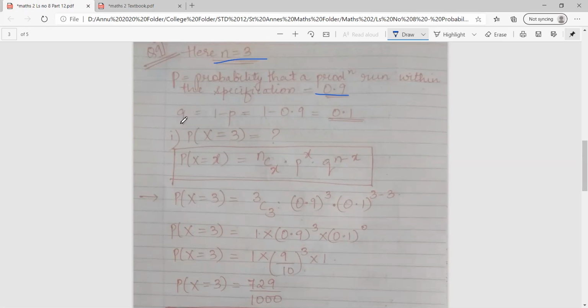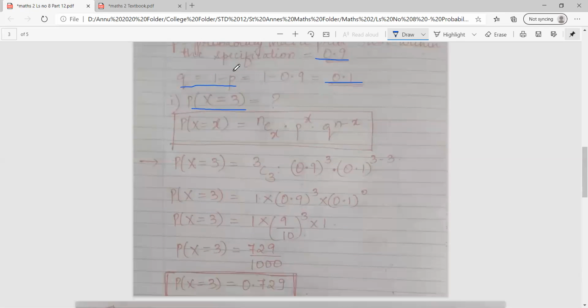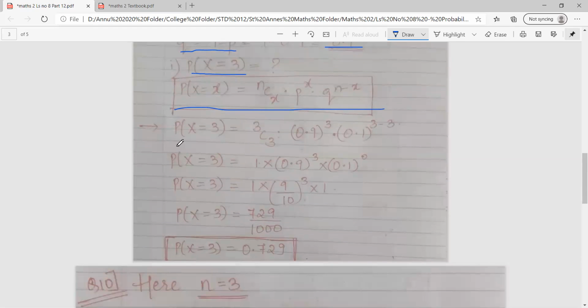So we can find out the value of Q by putting the formula 1 minus P, which is 1 minus 0.9. Answer is 0.1. They have told all the bolts in the production lot. That is, we have to find probability of X is equal to 3 because the number of machines they are talking about is 3 over here. So before finding the value, let's put the general formula first. So probability of X is equal to NCX into P raised to X into Q raised to N minus X. So these are the values which I get after substituting.